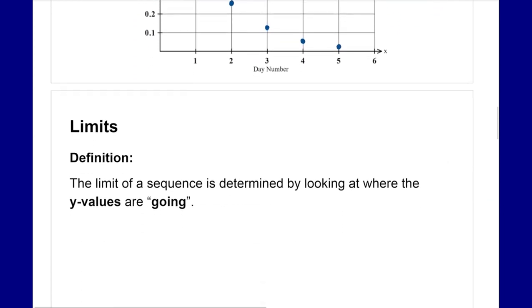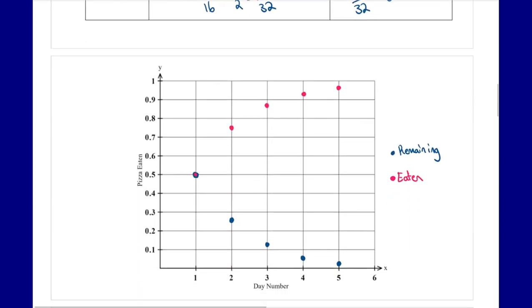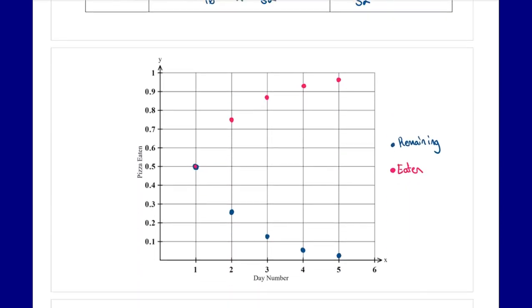We want to graph it and take a look at what we can say about these values. Looking at these values, we can say that the pizza eaten in red, we're getting closer and closer to eating the whole pizza, or these dots are getting closer and closer to 1. The blue dots, the remaining pizza, are getting closer and closer to 0.